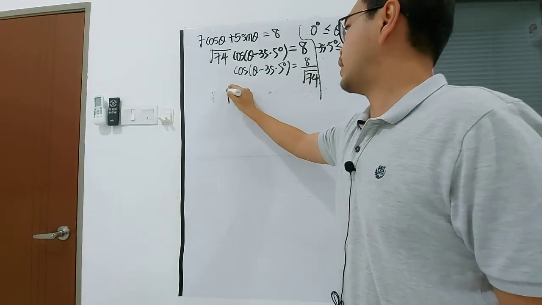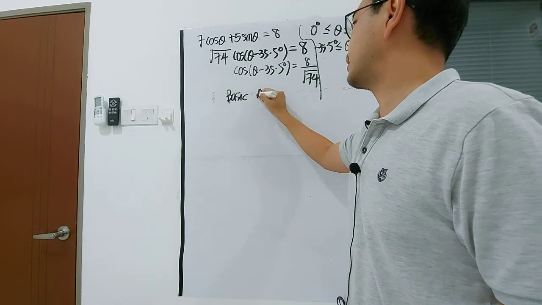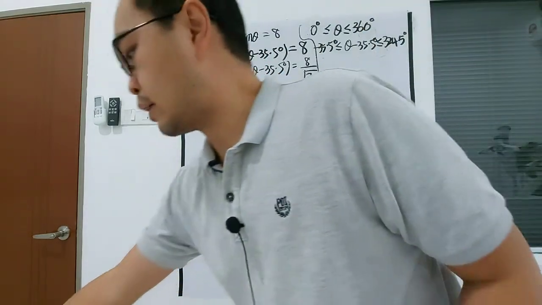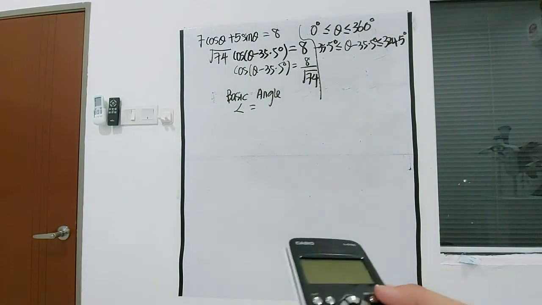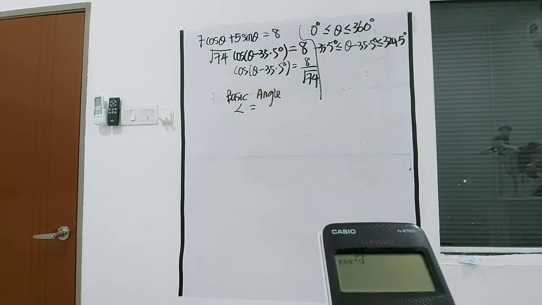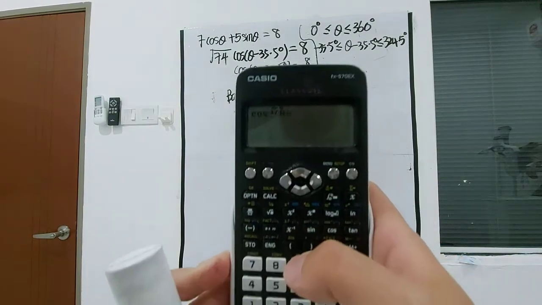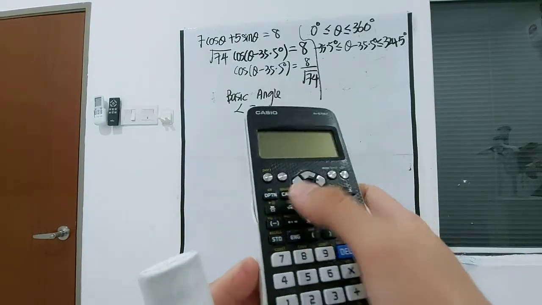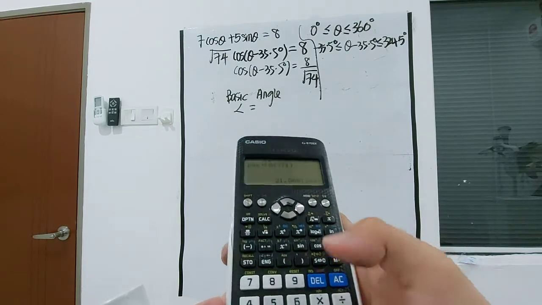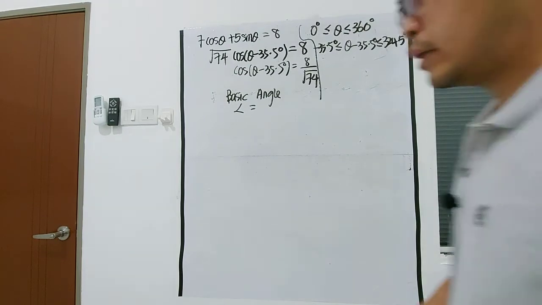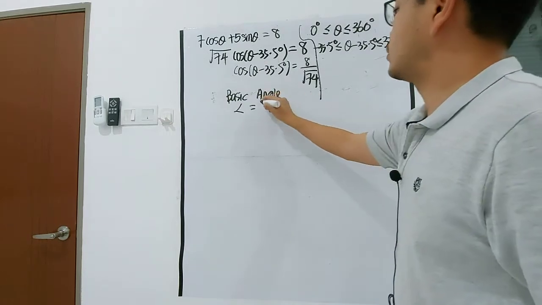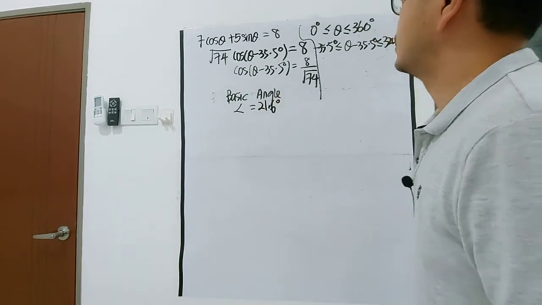So at first you identify the basic angle, all right? The basic angle is equal to, using the calculator, shift cos, that is inverse cos of 8 divided by square root of 74, which gives you 21.6 degrees. Okay, you got 21.6 degrees as the basic angle.